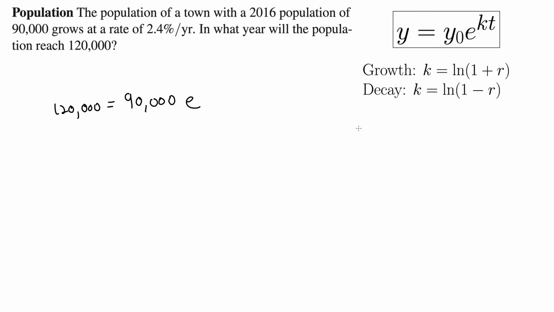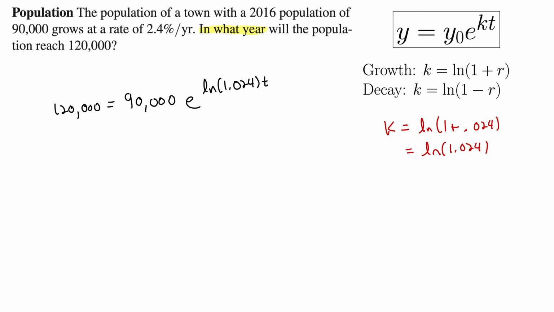Well, our k in this case, let's do this off to the side. The k is natural log 1 plus the rate, which is 0.024. Remember, you have to move that decimal place 2 to the left. So k is natural log 1.024. All right, so bring that into our e here. So we have e to the natural log 1.024 times t.